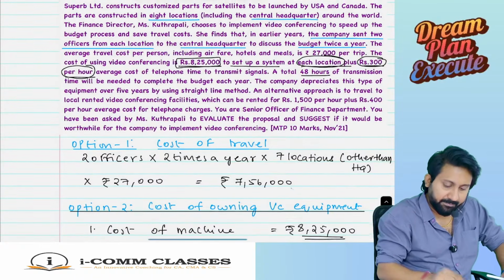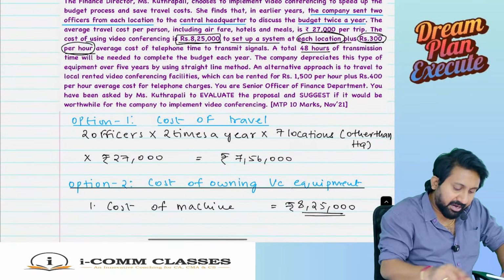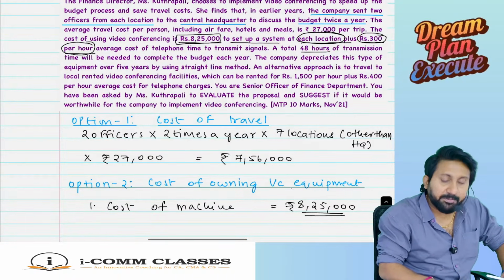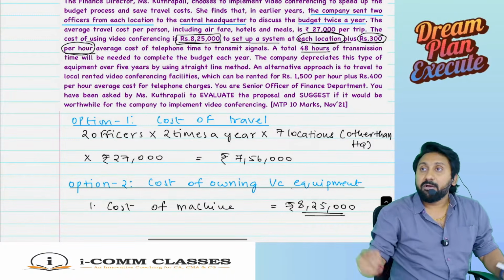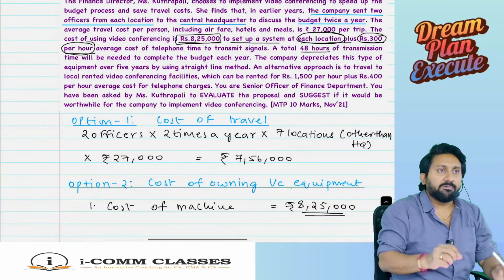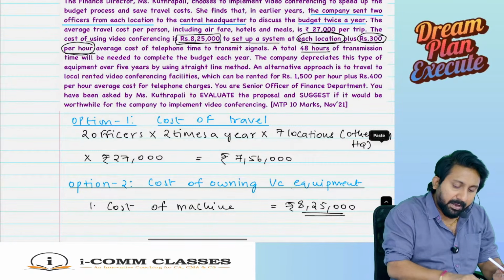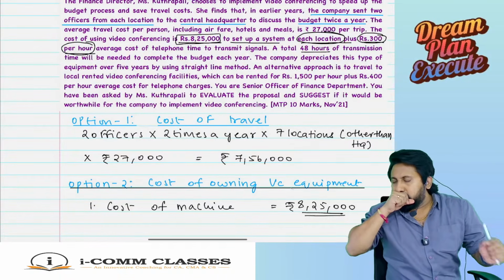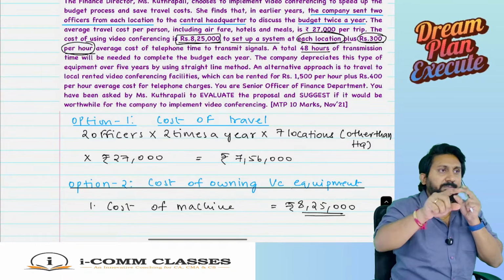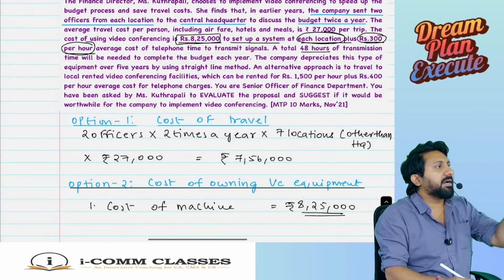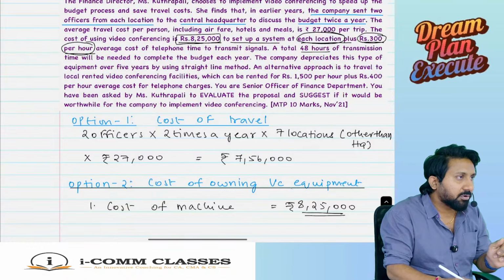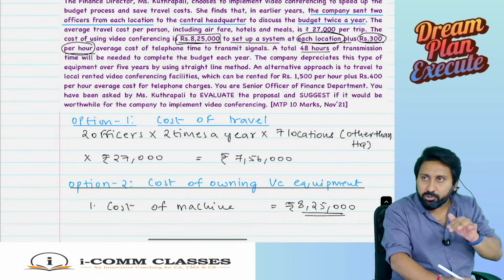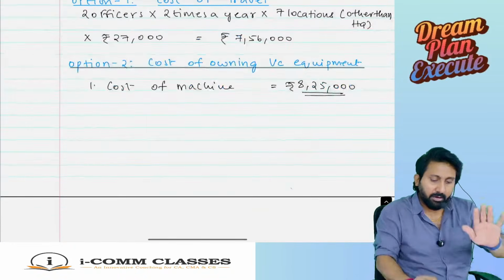Very good. Next, plus rupees 300 per hour average cost of telephone time to transmit the signals. To transmit from each of the places, we need to spend 300 per hour, like that for 48 hours for all the locations. We need to spend the transmission cost. Along with that, there will be a depreciation expense also added to that. Yes or no? Listen, what mistake you will do in exam? What mistake you should not do? Let me explain.